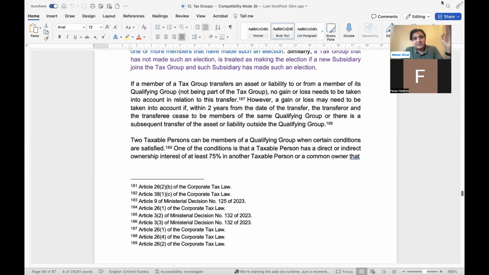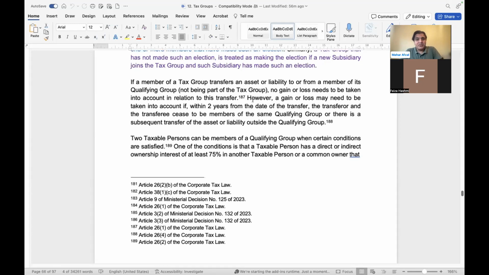But if this condition is not satisfied, meaning any member of the qualifying group is leaving the tax group, or the transferee is leaving, or they are further transferring the asset out of the qualifying group, then the clawback clause will be applicable to the transferor or the transferee. Whatever is the case, they will be liable to calculate the respective gain and pay the tax on it as well. They have mentioned this in this paragraph. You can go through this.